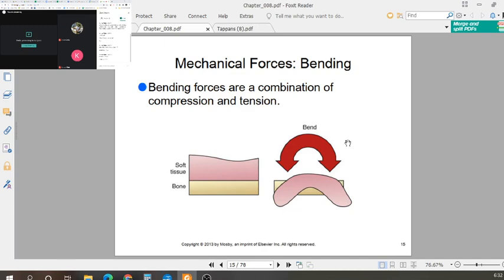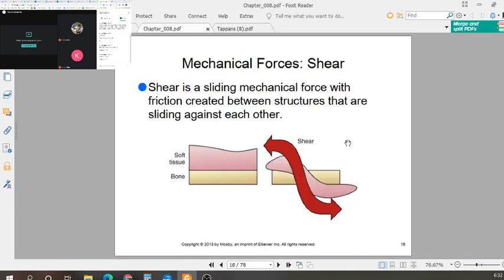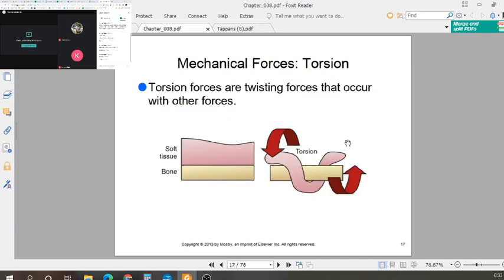Okay, compression and tension. Shearing is sliding across, so kind of like a cross fiber friction. We're sliding them over each other. And this creates therapeutic inflammation to help recover the injury. Torsion is twisting.